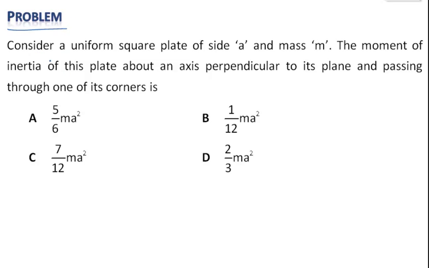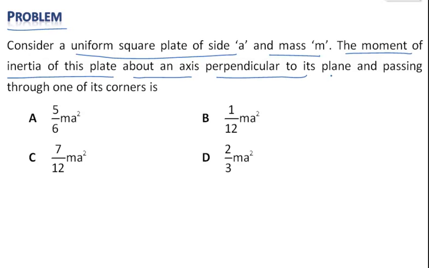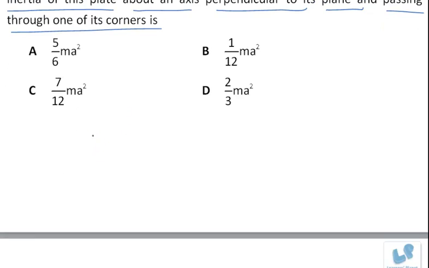Next problem. Consider a uniform square plate of side A and mass m. The moment of inertia of the plate about an axis perpendicular to its plane and passing through one of its corners is. Okay. So if we wish to find the moment of inertia about an axis passing through one of the corners, in that case we need to apply the parallel axis theorem.